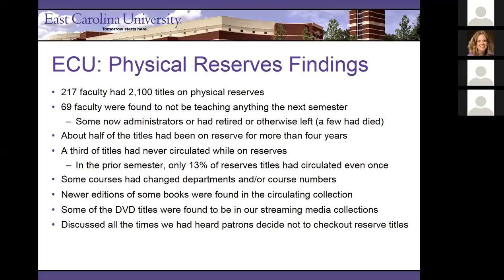So that was intriguing. We found that a number of the DVDs were also in our streaming media collection now, so why would we need to have the DVD on course reserve anymore, when most everybody can stream video now? And as we talked amongst ourselves, we found that we all had experiences of patrons coming to the desk wanting something, finding out it was on course reserve and what that meant, which typically is that it's 3-hour in-library use only, and then saying never mind and walking away.